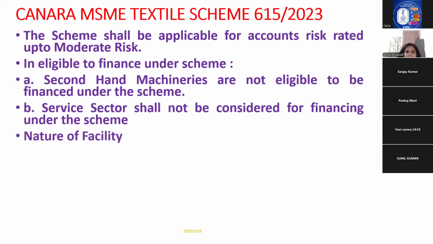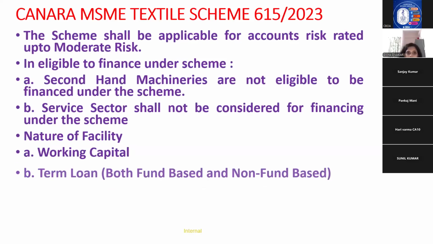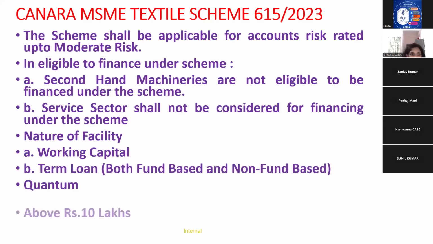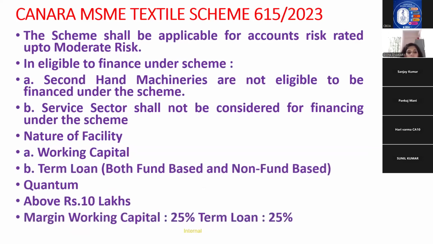Canara MSME textile scheme. This is also again applicable for accounts rated up to moderate risk. Ineligible to finance under the scheme: second-hand machinery is not eligible, and the service sector shall not be considered for financing. Nature of the facility: working capital and term loan, both fund-based and non-fund-based. Quantum above 10 lakhs. Margin for working capital 25%. Term loan 25%.